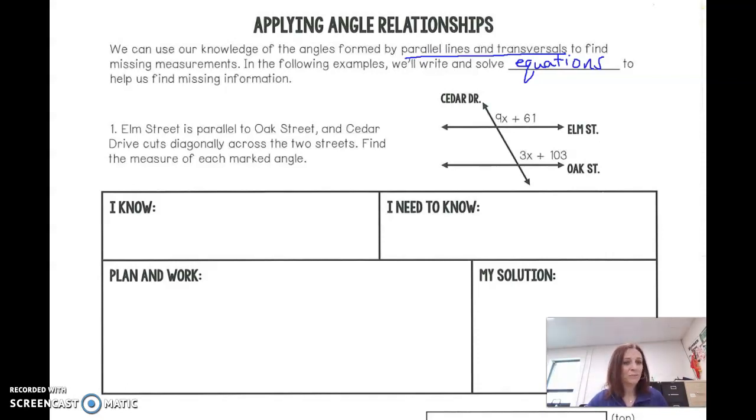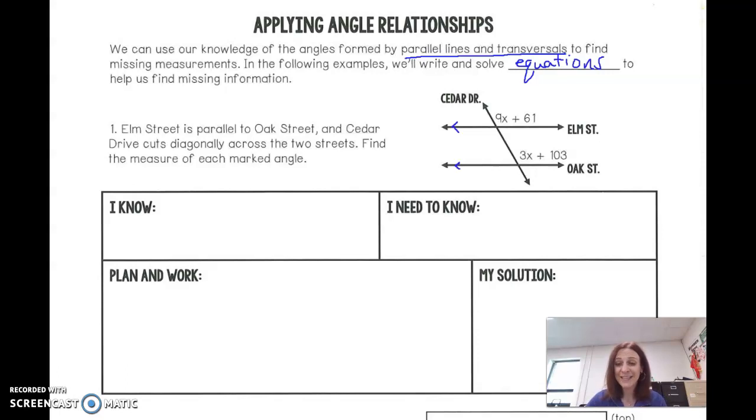Elm Street is parallel to Oak Street. So Elm and Oak are parallel. Remember, sometimes we see that little arrow on the lines to know that they're parallel. And Cedar Street cuts diagonally, a transversal. Find the measure of each marked angle.